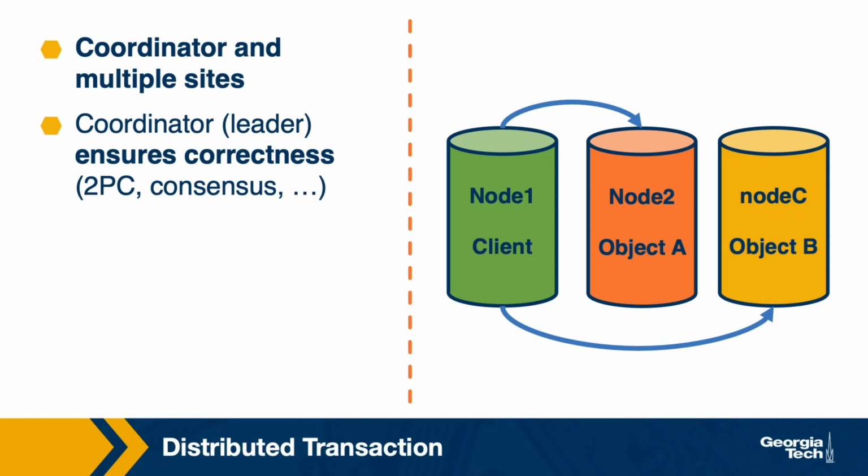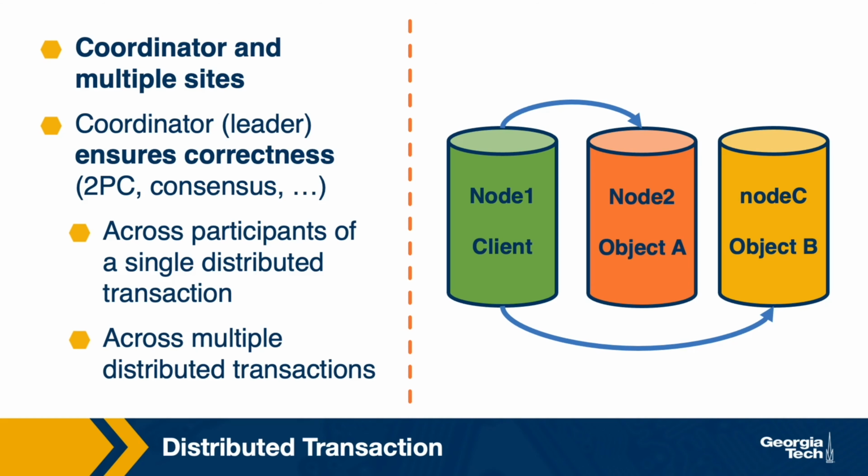A common solution is to rely on a coordinator or a leader, and this is the node that initiates the transaction and then executes protocols such as two-phase commit or Paxos or Raft, so as to ensure that all of the nodes are in agreement in how the transaction is proceeding. This has to be done across participants of a single distributed transaction and also across multiple distributed transactions, since there may be multiple concurrently ongoing transactions in the system.